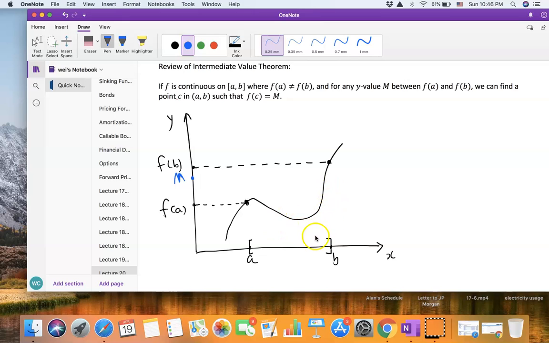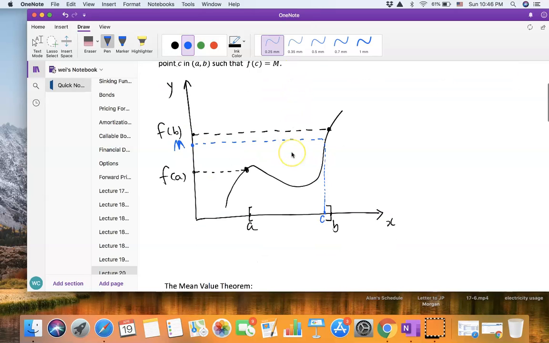So what this graph shows is we can find that number over here. Right. So at this number, f of c is going to be equal to capital M, right? Okay, so this is what the intermediate value theorem tells us.